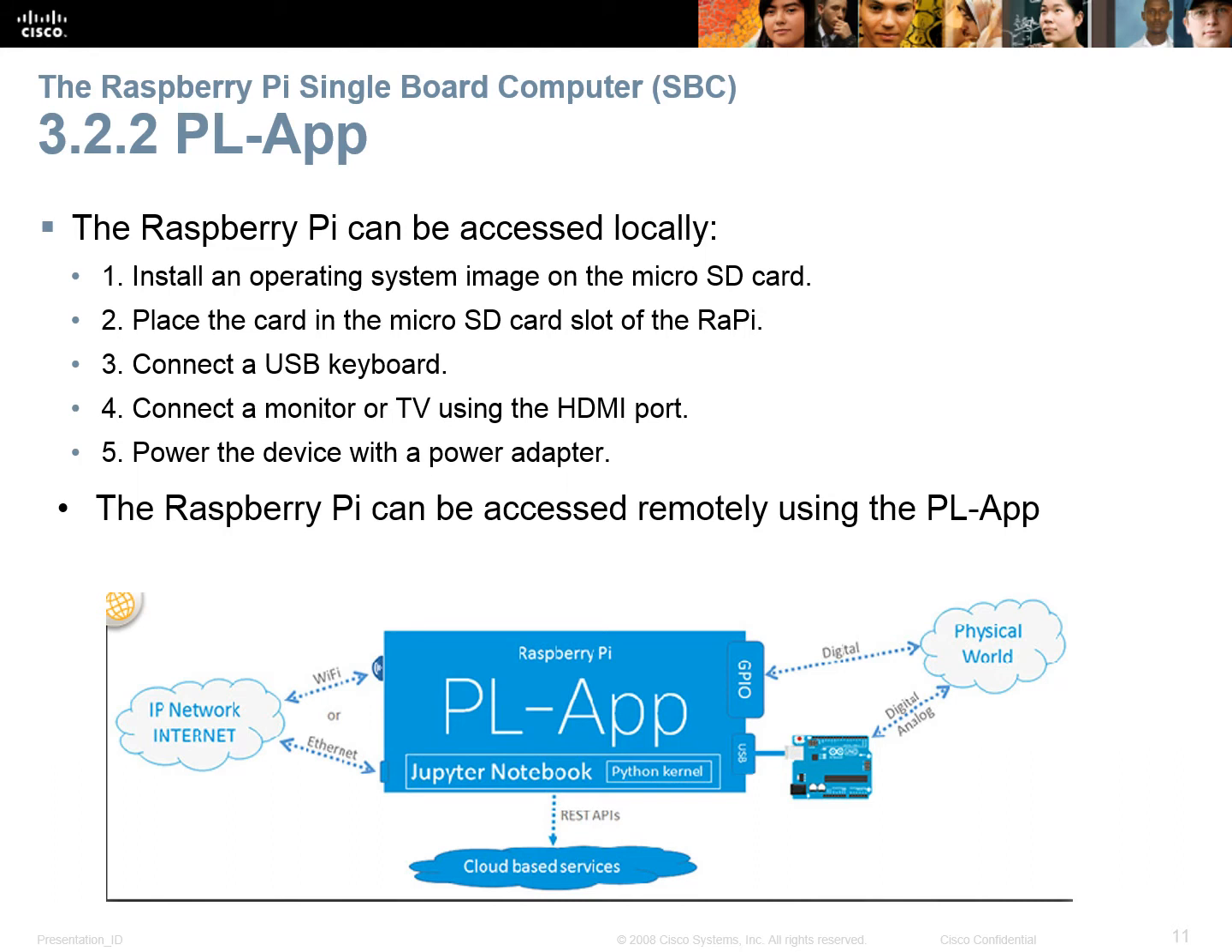These are the steps for using the RPi as a computer with physical local access. The first step is to install an operating system image on the micro SD card. Next is to place the card in the micro SD card slot of the RPi. Third, connect a USB keyboard, connect a monitor using the HDMI port, and then power the device with the power adapter.